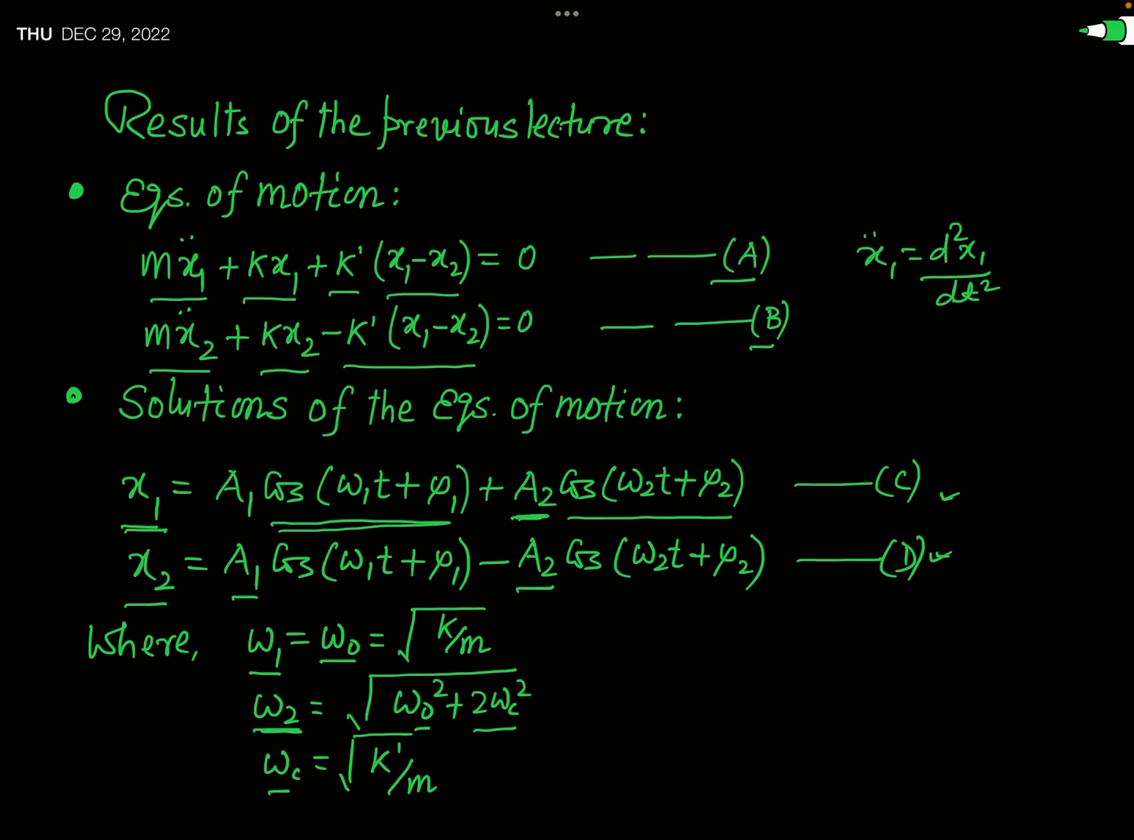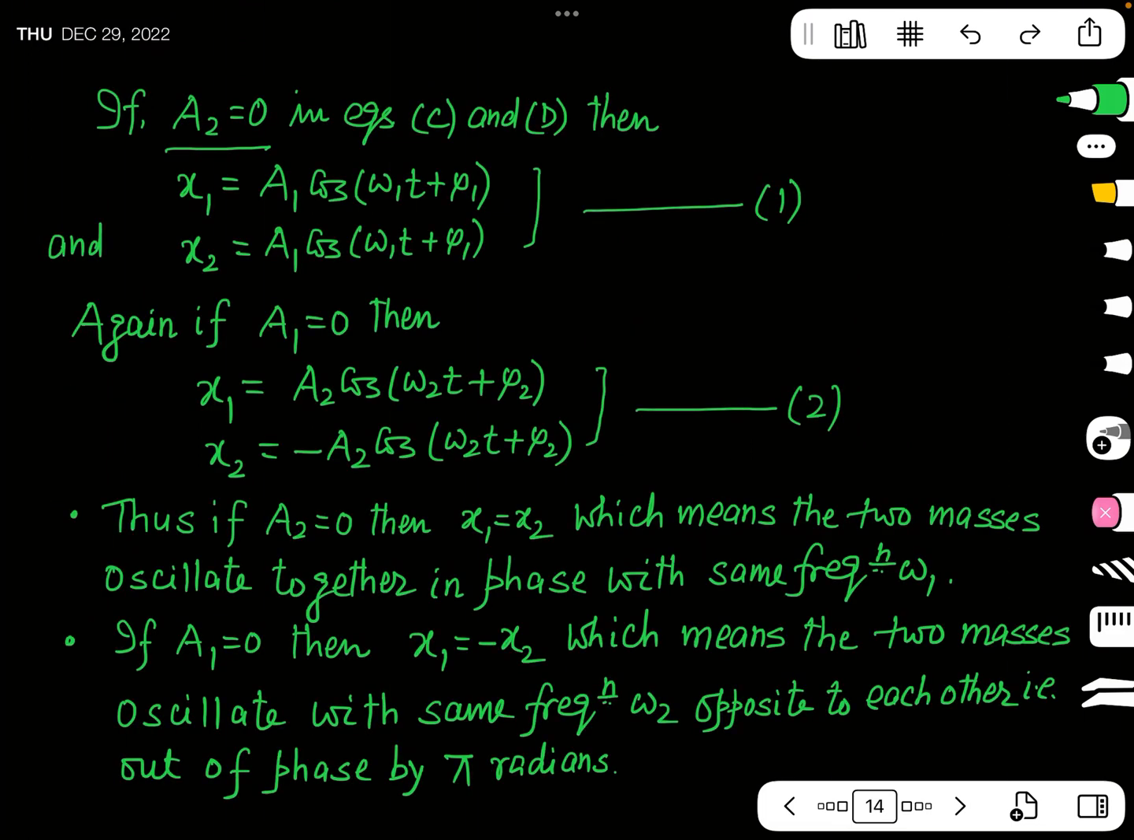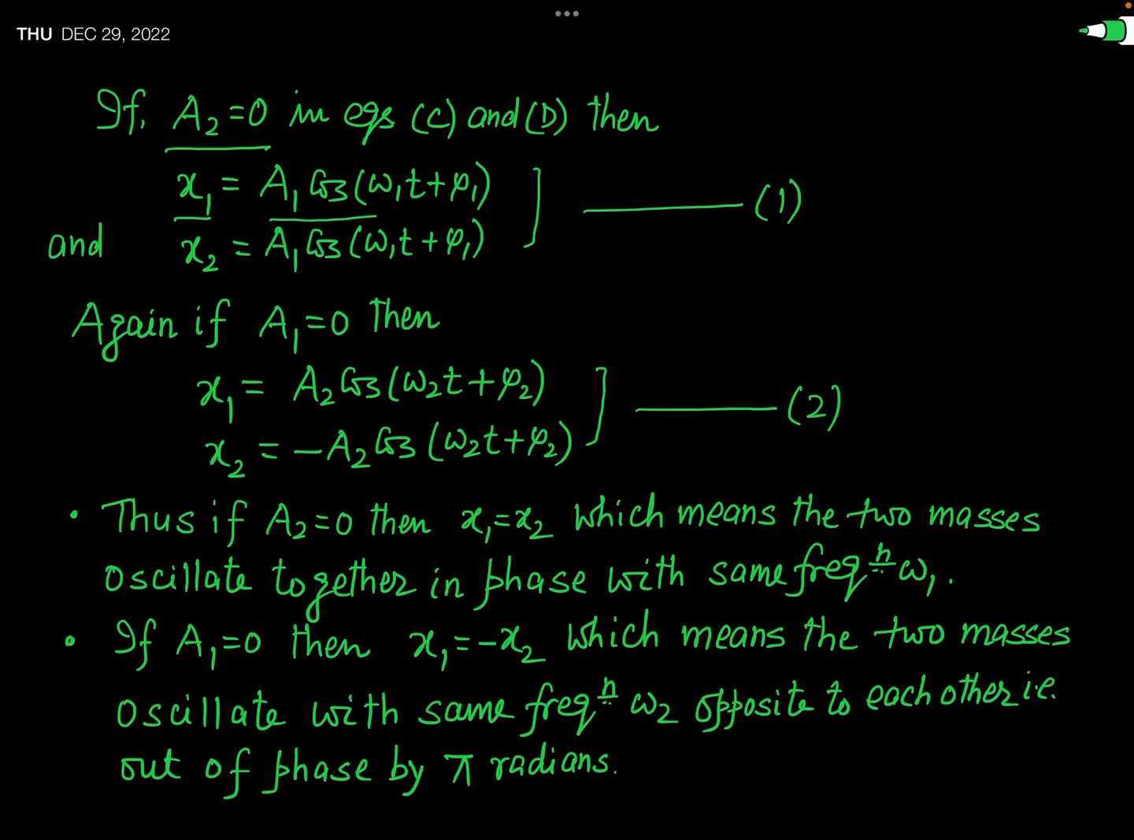So you can see that in this condition both x1 and x2 will be the same. It means both particles will oscillate in the same phase with the same frequency omega 1. You can see it here. When A2 is 0, x1 is simply equal to A1 cos(omega 1 t plus phi 1), and x2 is also equal to A1 cos(omega 1 t plus phi 1). So when A2 is 0, x1 is equal to x2.